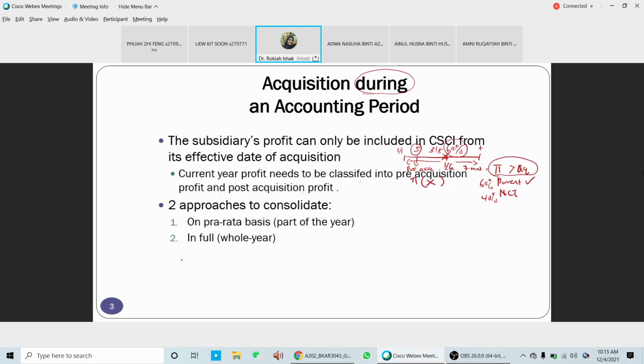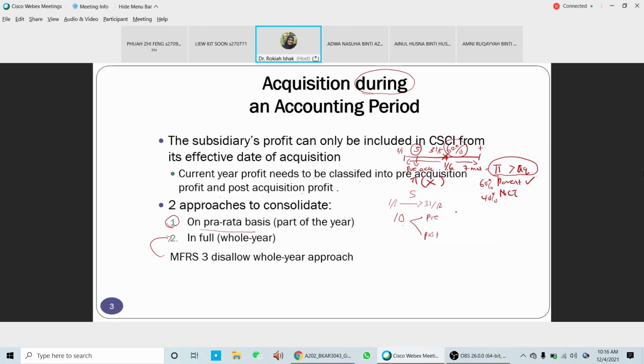We have two methods to prepare the consolidation. You are using the pro rata basis, and the other method is the full year basis. But the standard does not allow the full year basis, which means that we need to use the pro rata basis. For example, the total profit for the year, from 1st of January until 31st December, let's say the total profit for the subsidiary is 10,000. So this 10,000 you need to allocate between pre and post.